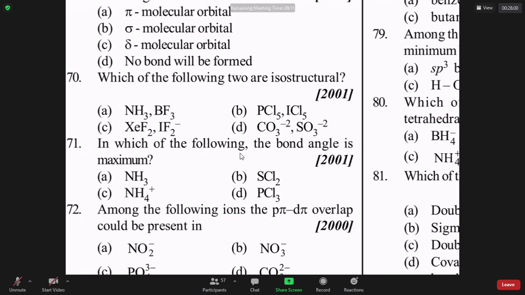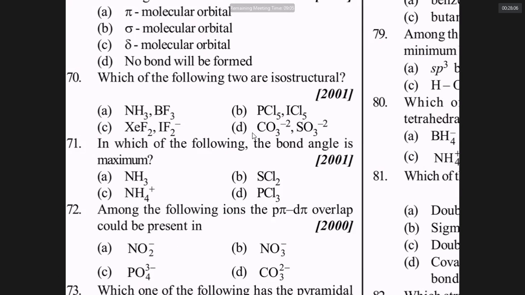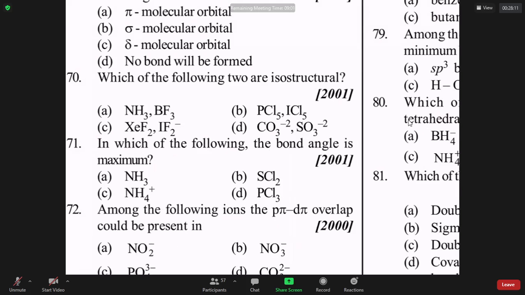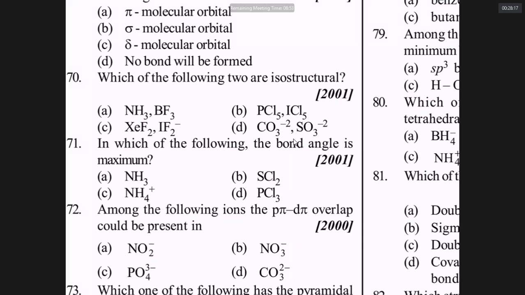Question number 70. Which of the following two are isostructural? Who are isostructural? Those which have the same electrons, which have the same type of molecule. Option C. Perfect.